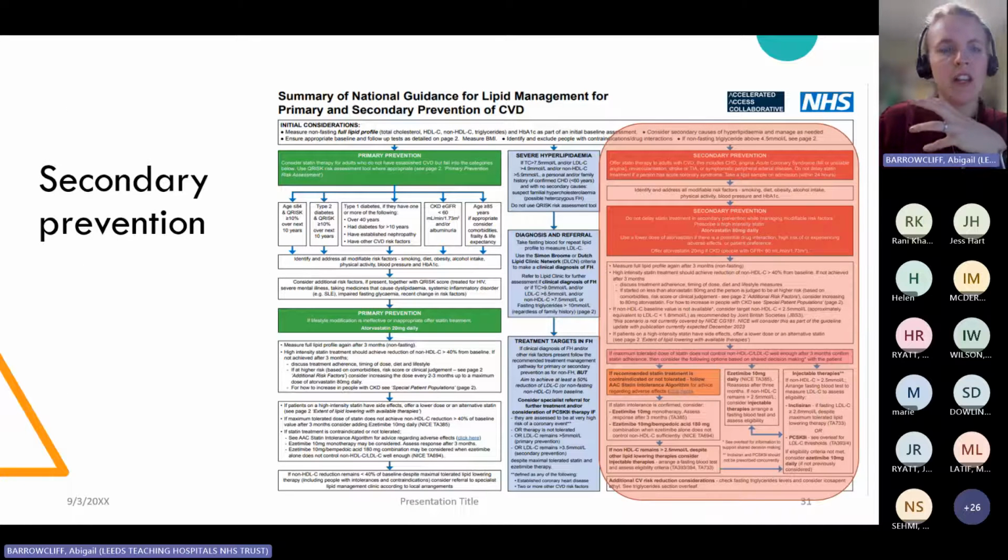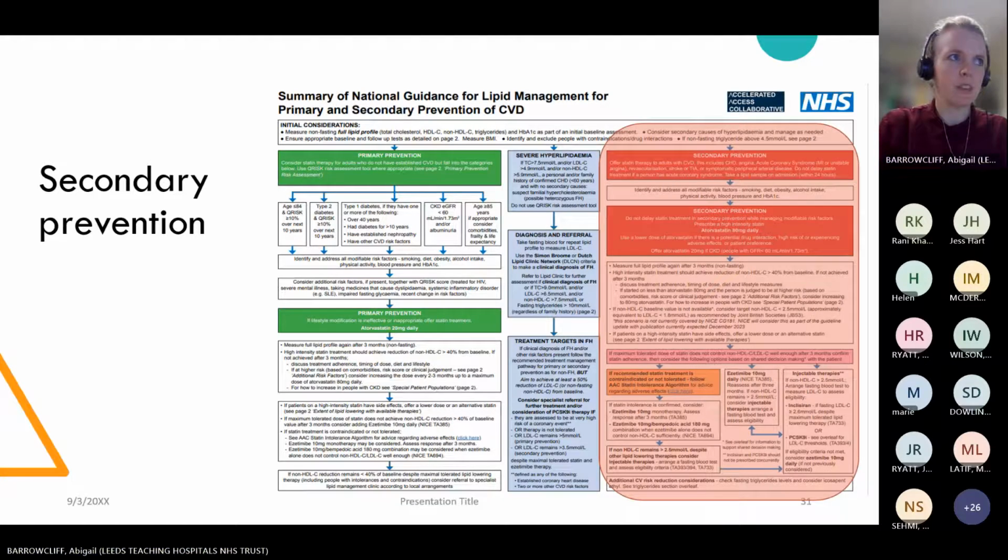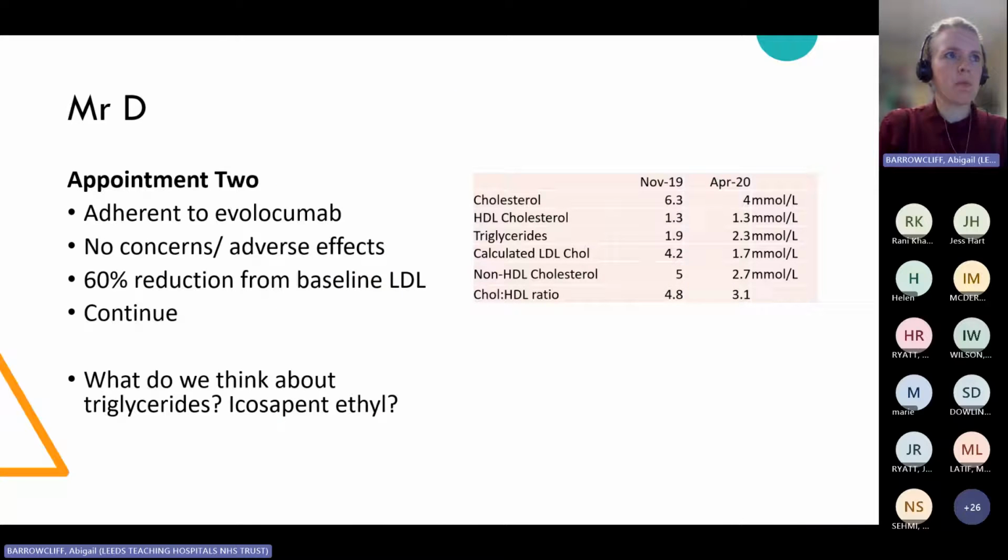Because we are managing Mr. D, who has got established cardiovascular disease, we're looking at secondary prevention. So we're looking at the red section on the right, and we are aiming for an LDL cholesterol of less than 1.8 millimoles per litre. At his next appointment, the efficacy of evolocumab was assessed, and the reduction of LDL-C was 60% from baseline. He had no adherence concerns, and he had no complaints of side effects, which is fantastic.